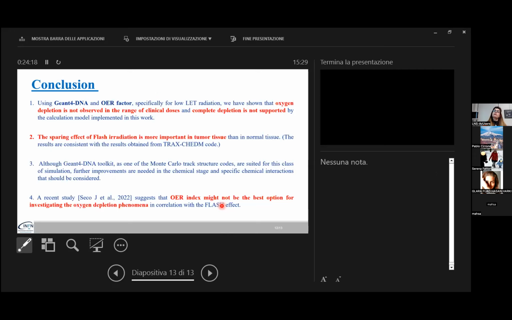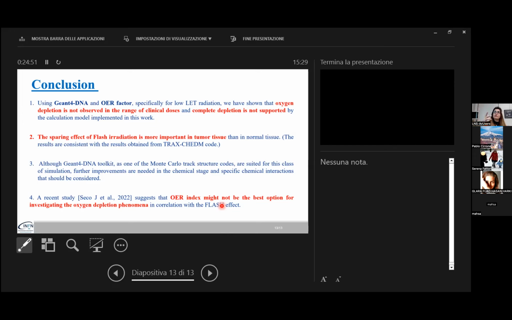As a conclusion, by Geant4-DNA and the OER index, oxygen depletion is not observed in the range of clinical dose, and complete depletion is not supported by this kind of simulation. The sparing effect is more important in tumor than in normal tissue.